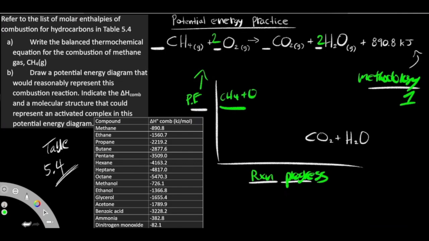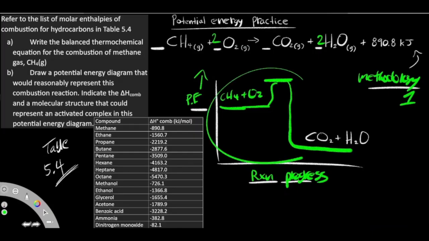So we have our methane. It's going to add with our oxygen. It's going to hit a certain threshold, the activated complex. It's going to hit that with sufficient energy and correct molecular orientation. It's going to make our product, so it's going to release a certain amount of energy, this much energy. What is the question asking for? We've already drawn our potential energy diagram, but we have to find a molecular structure that could represent an activated complex. So what would this be up there?